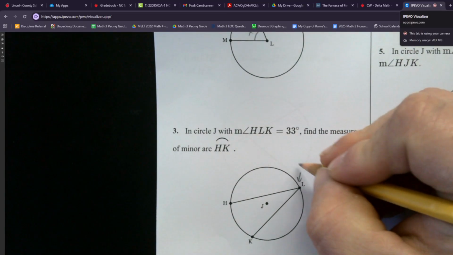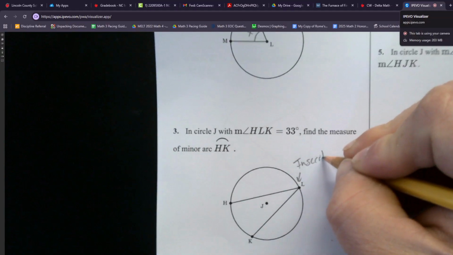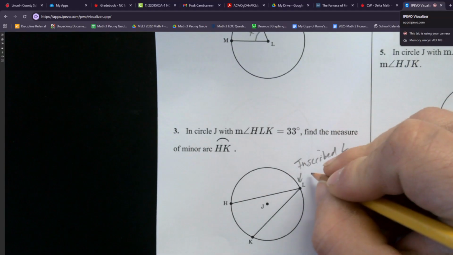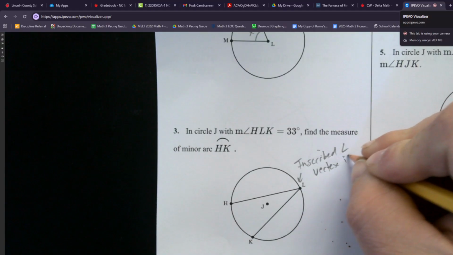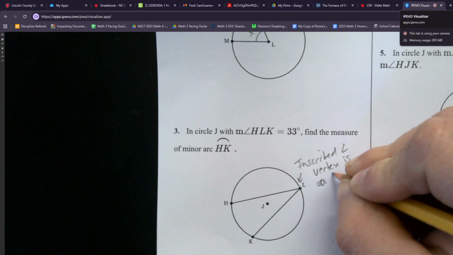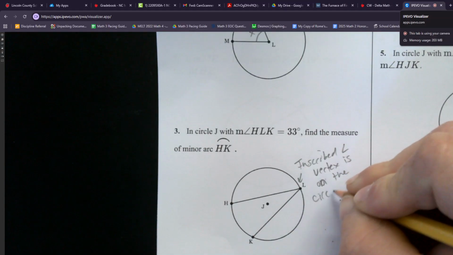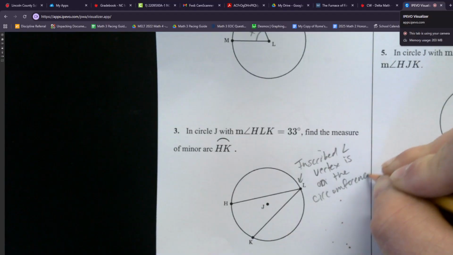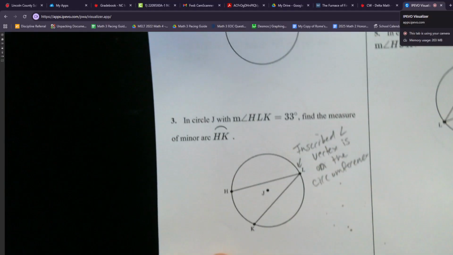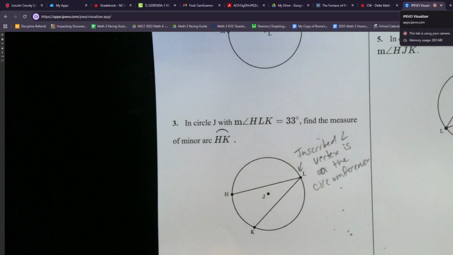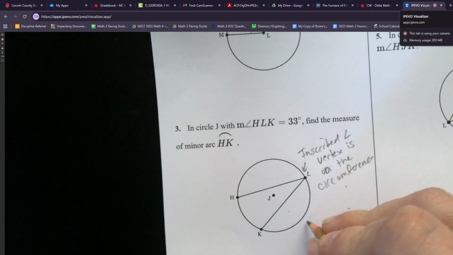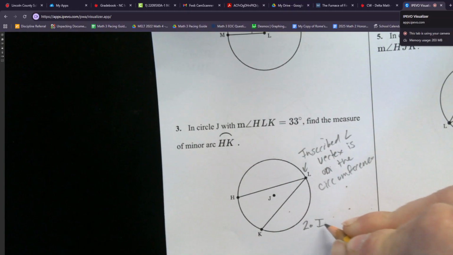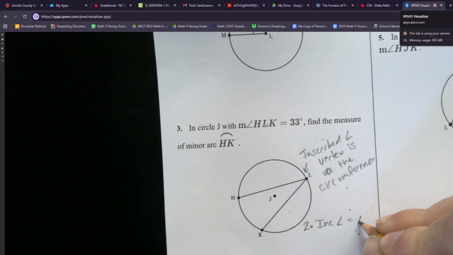All right. Inscribed angle. And the reason why it's inscribed is the vertex is on the circumference. So when the vertex goes from the middle to the circumference, it's a little different. Remember, 2 times the inscribed angle is equal to the arc.